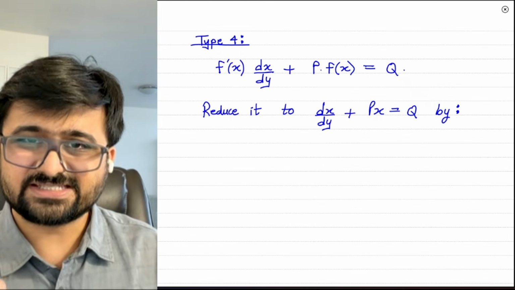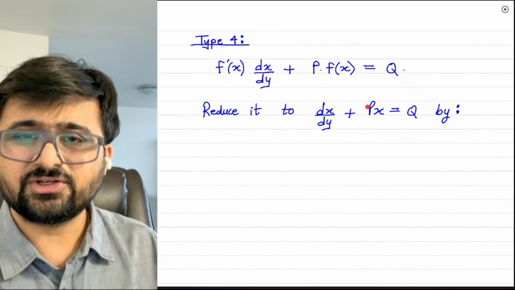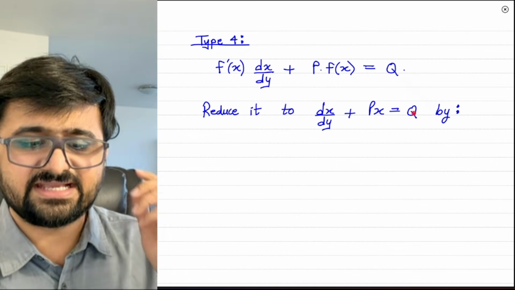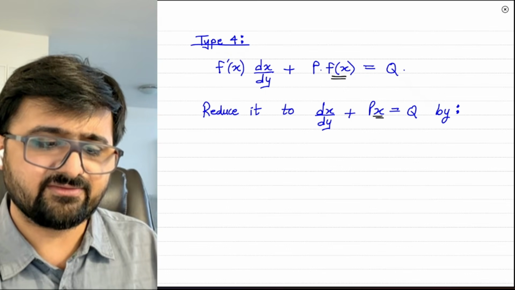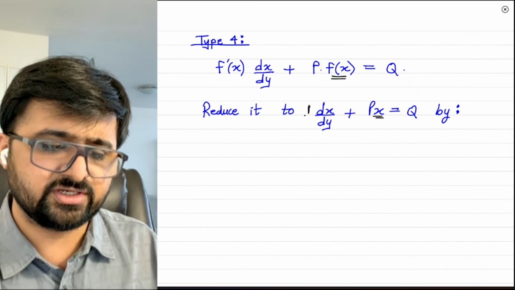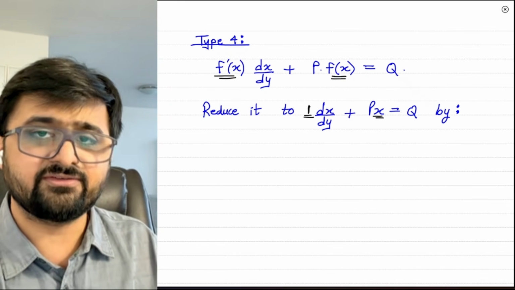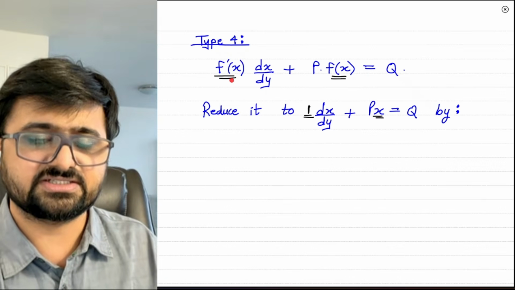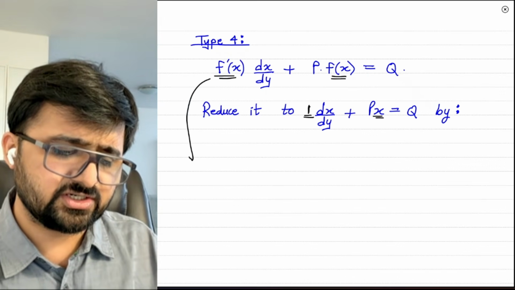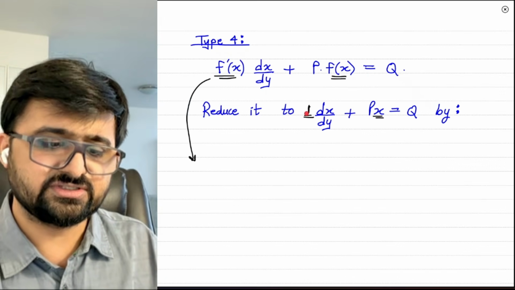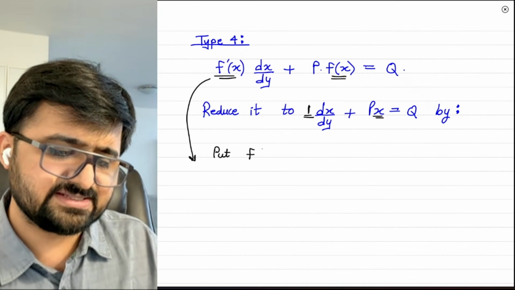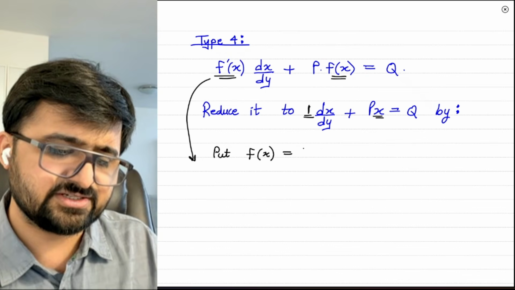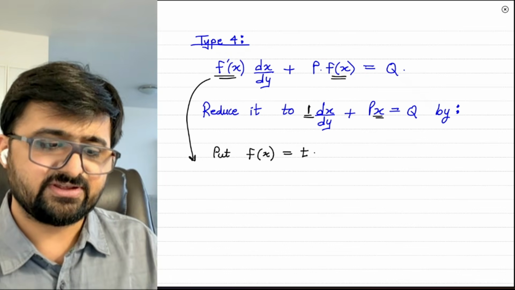The other type, which is type 4, is very similar to the form dx by dy plus px is equal to q. Why is it similar? Because instead of x, here we have f(x), and instead of 1 over here, we have the derivative of f(x), which is f dash of x. You can convert it to linear. You can reduce this equation to this type by saying: put f(x) is equal to t.